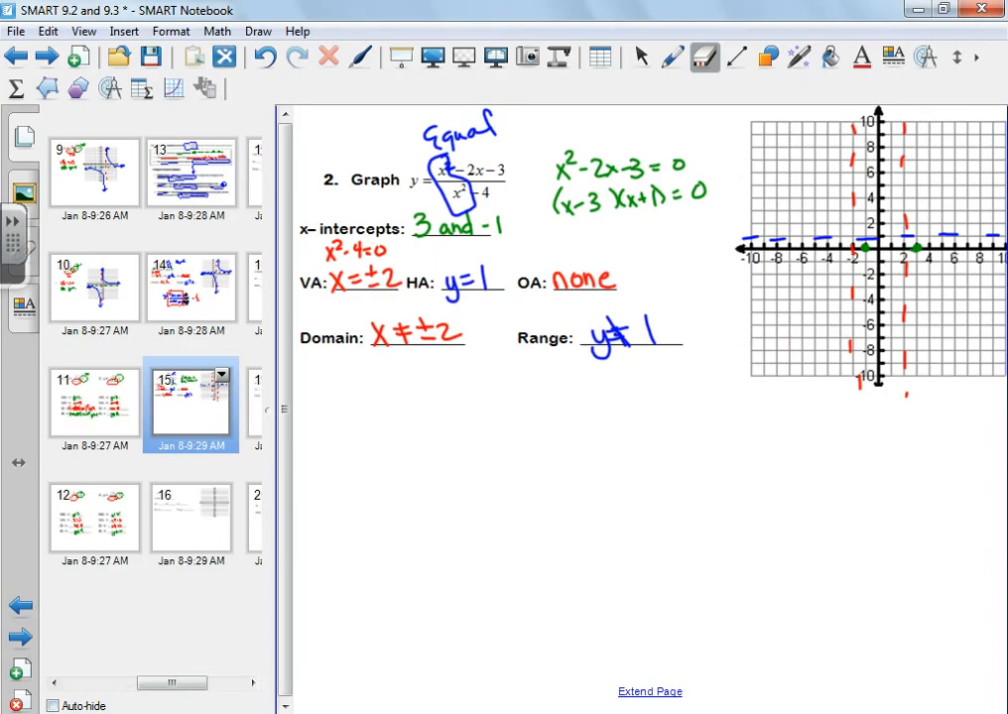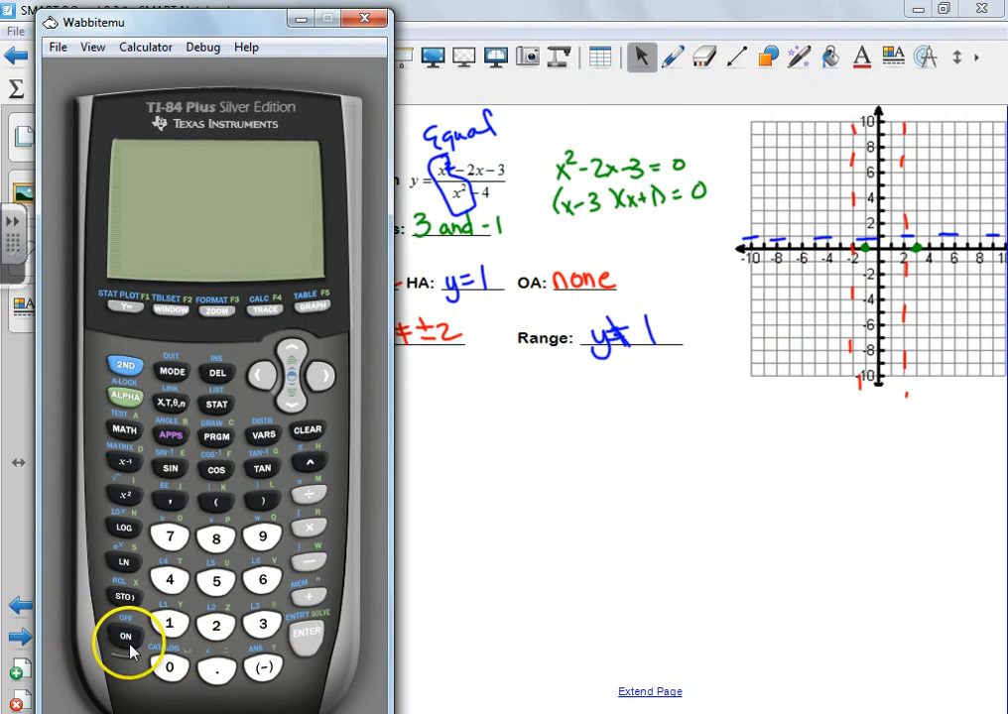I think I have an inkling, but you guys don't have a lot of experience with these, so what I would expect you to do is go to y equals and type in your function. So make sure you use parentheses. We've got x squared minus 2x minus 3, divided, and then use parentheses for the denominator, x squared minus 4.